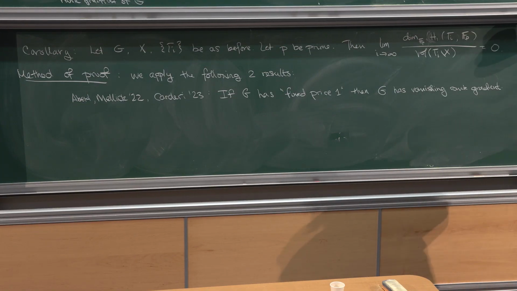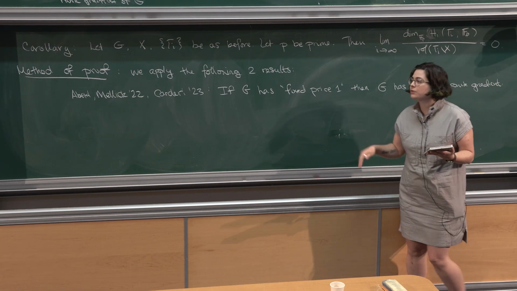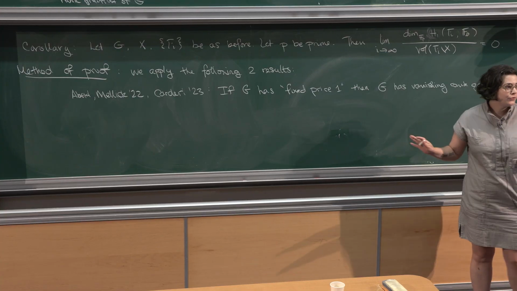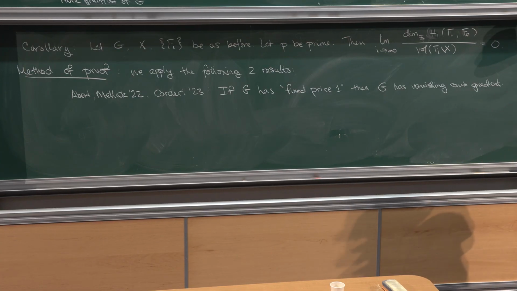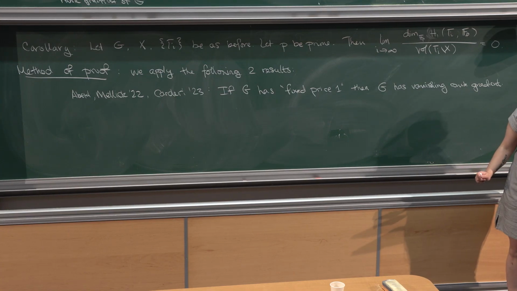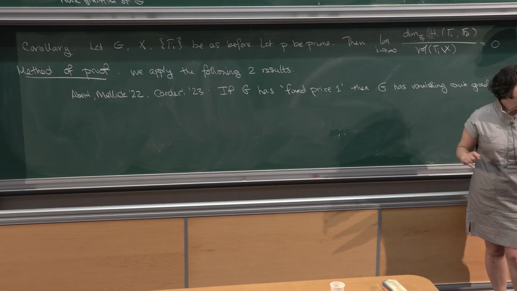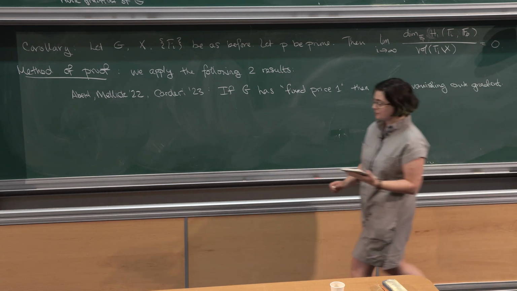And if G has something called fixed price 1, which we'll discuss in the mini course, today I plan to just give you an overview of fixed price. If G has something called fixed price 1, then G has vanishing rank gradient. So in our paper with Sam and Mikolaj, we prove G has fixed price 1.